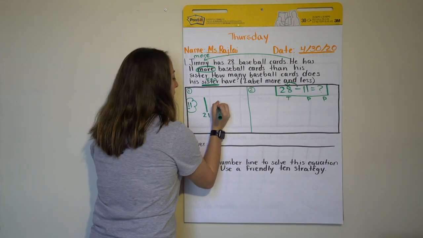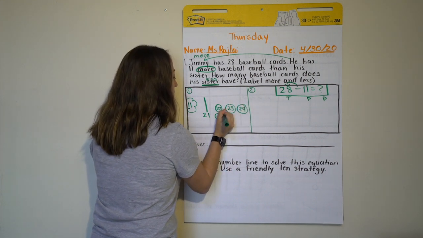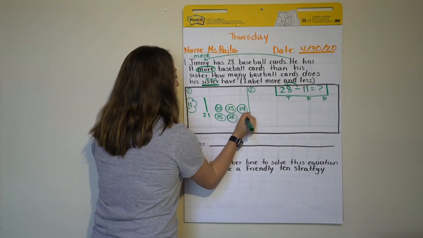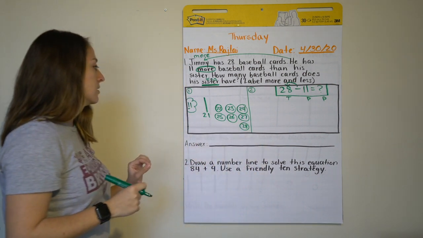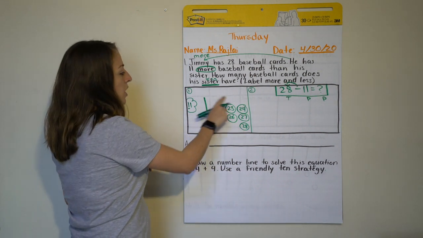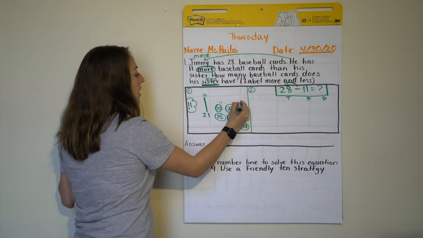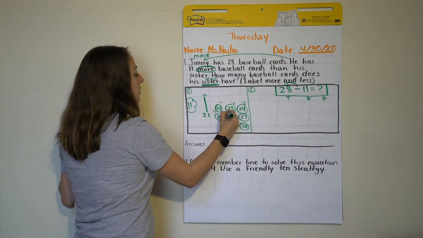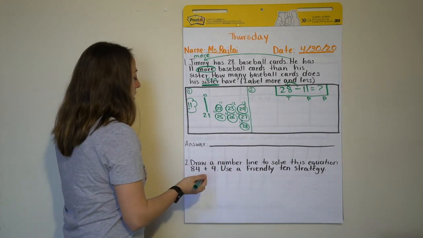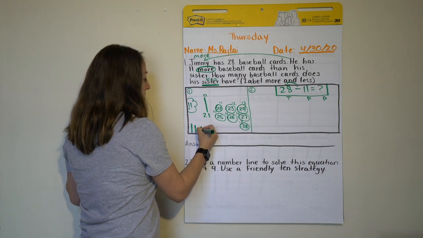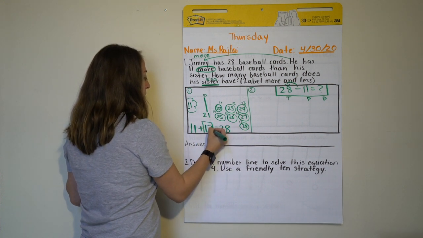So 21, 22, 23, 24, 25, 26, 27, and 28. Okay, so now I'm going to count up what I just drew because this is my missing part. So 10, 11, 12, 13, 14, 15, 16, 17 was my missing part. I'm going to write a number sentence. 11 plus 17 equals 28. I know this was my missing part.